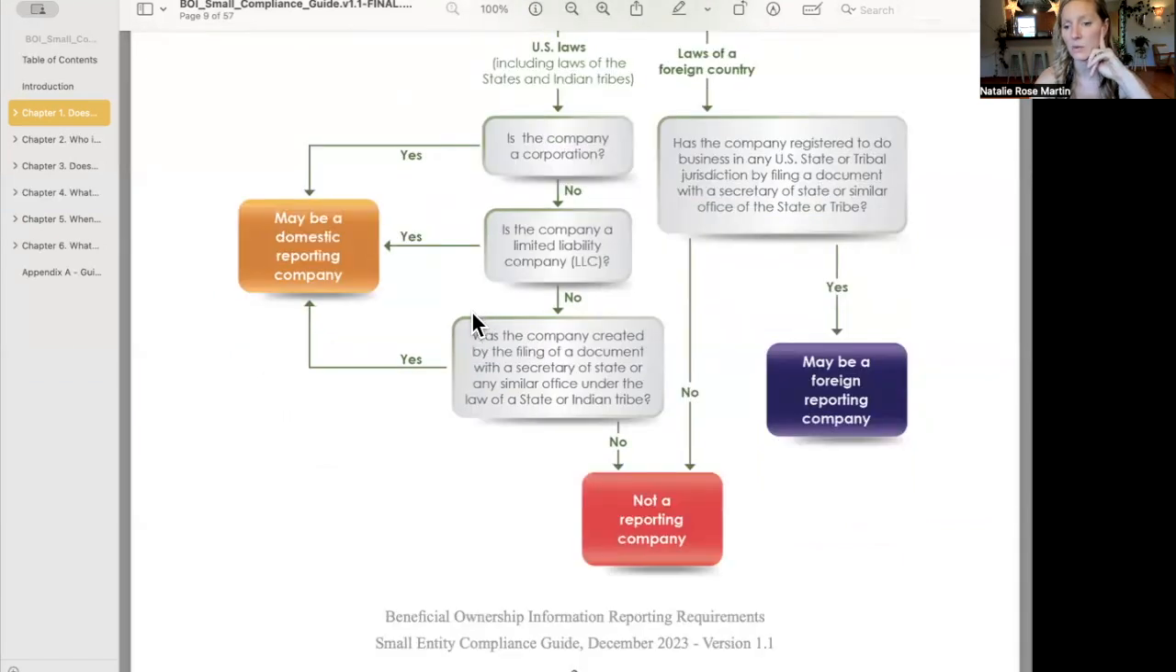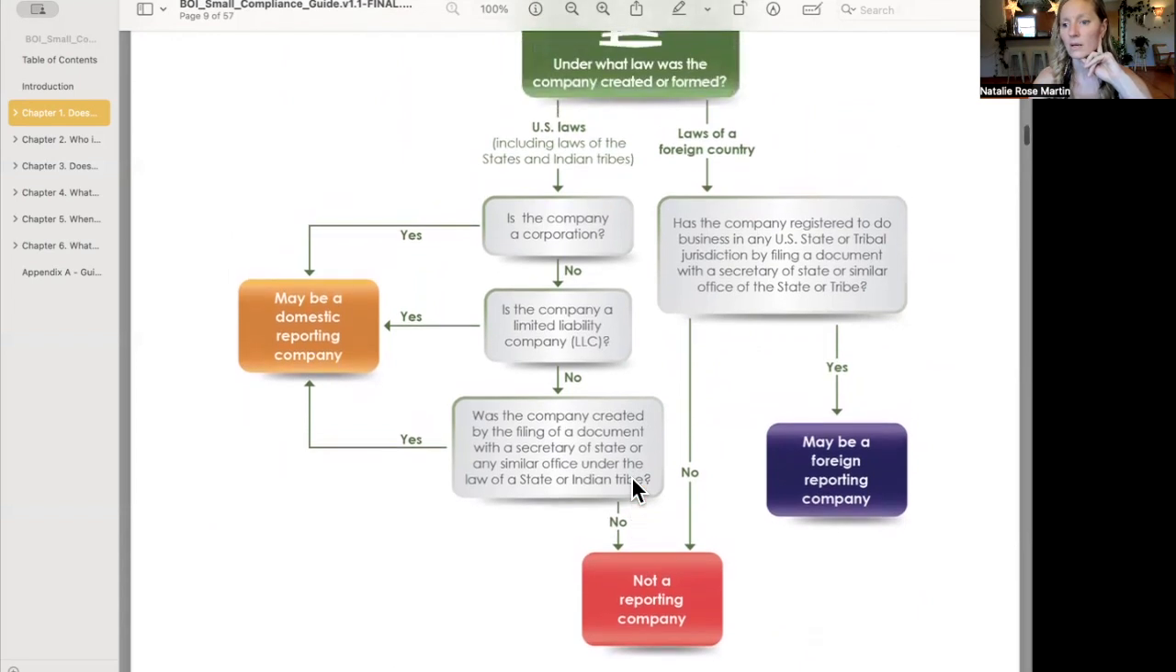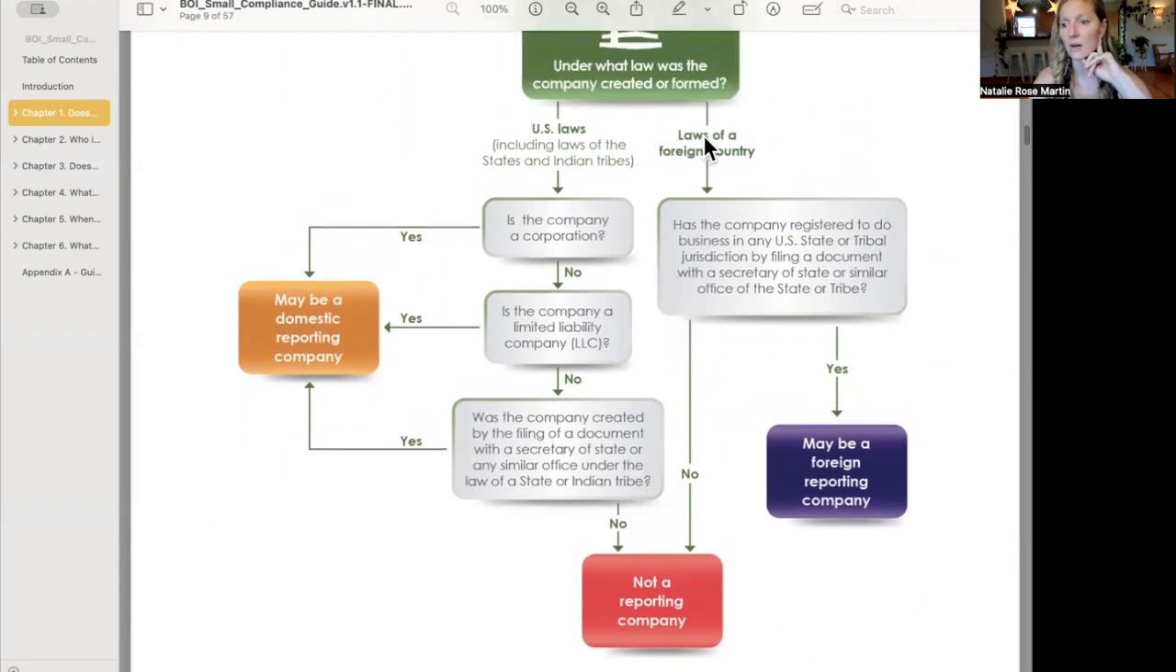And if your company was formed within a trust, the answer to this final question, was the company created by the filing of a document with the Secretary of State or any similar office under the law of a state or Indian tribe? The answer would be no, which means you do not have to report. Now let's look at this side. If you had a foreign grantor trust, has the company registered to do business in any US state or tribal jurisdiction by filing a document with the Secretary of State or similar office of the state or tribe? No, not a reporting company.